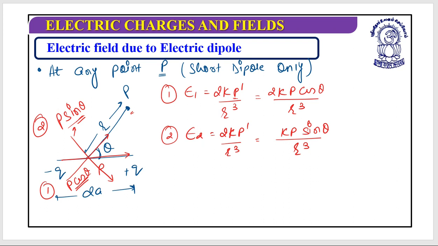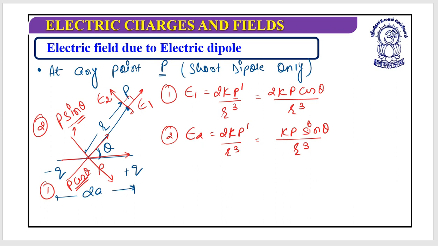So an electric field is at axial position. For axial position, the angle between dipole moment p and electric field is 0 degree. So this is the E1, and here the dipole moment is in this direction. So you need to find out electric field at this position. So again, this is an angle theta. Can you look at this? This is an angle theta.